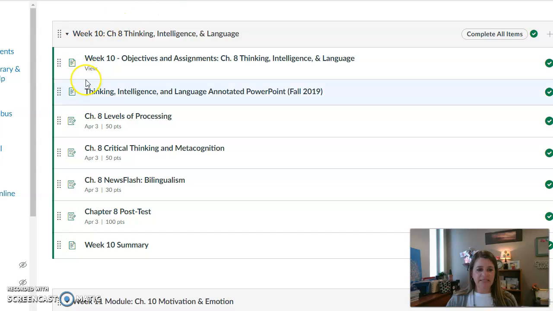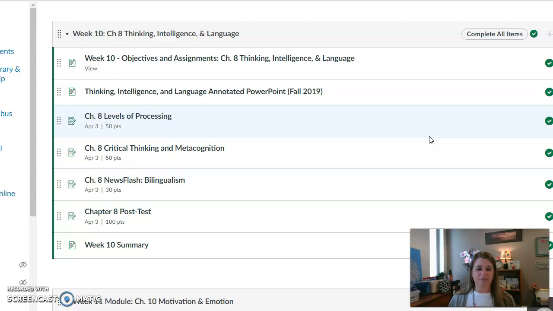All right. So let's go into week 10, chapter 8 here. Chapter 8 is on thinking, intelligence and language. This chapter will really introduce you to the theories on intelligence. You'll learn some of the major names used in intelligence testing, like Wechsler and the Stanford-Binet, and how IQ is calculated and what it really means. In addition, we'll also learn about language acquisition, how humans develop vocabulary, and some comparison across different cultures.